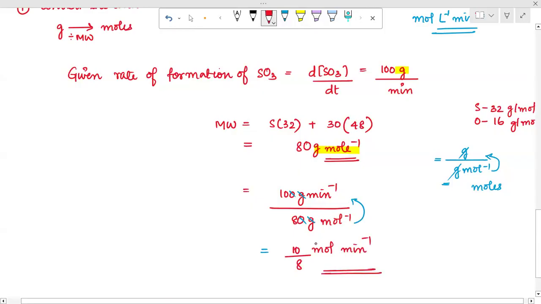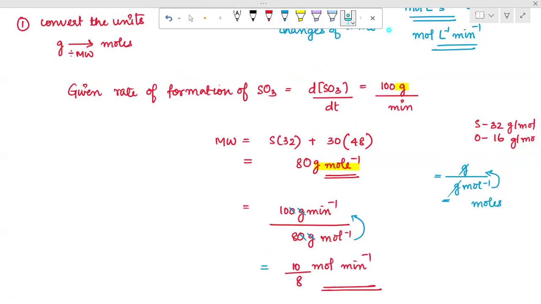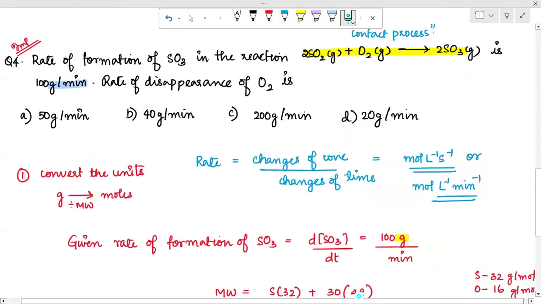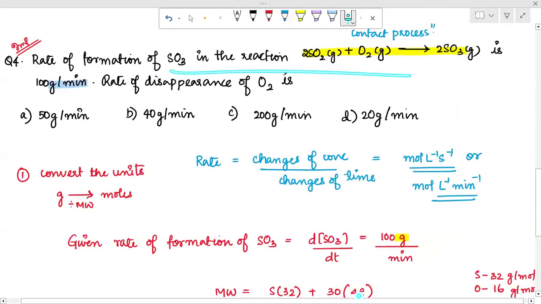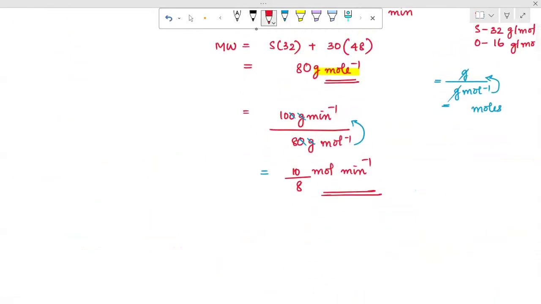Is that the unit that we want? We need moles per liter per minute, but we have got only moles per minute. Liter is missing. The volume is missing, but they have not mentioned anything about the volume in the question. So what do we do? We assume that the volume is 1 liter.